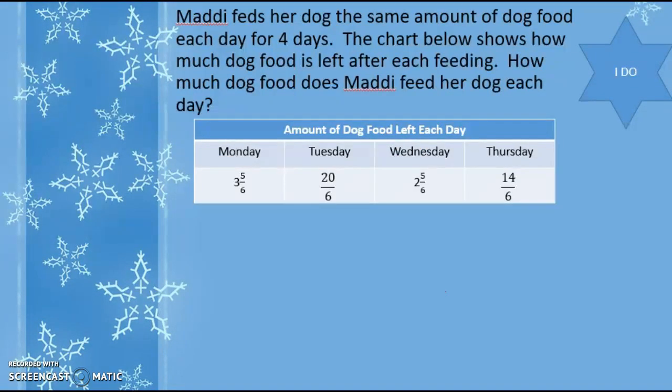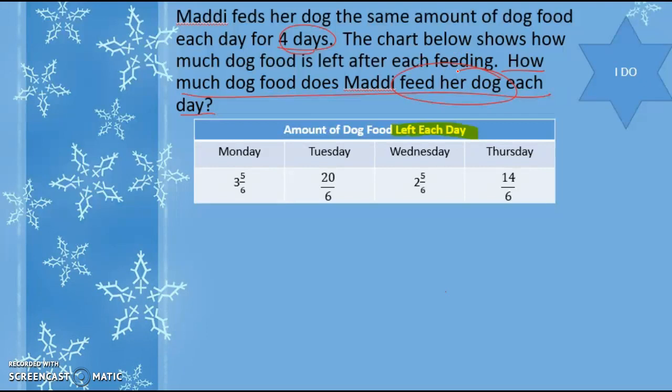Maddie feeds her dog the same amount of dog food each day for 4 days. The chart below shows how much dog food is left after each feeding. How much food does Maddie feed her dog each day? Let me highlight the important information here. This is the amount of food she has left each day, but the question is asking me how much dog food she feeds her dog each day.